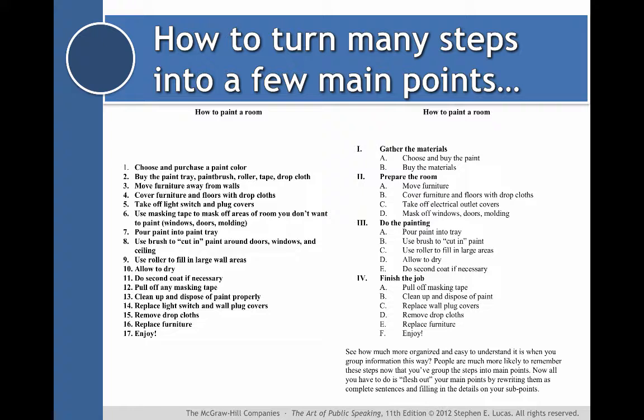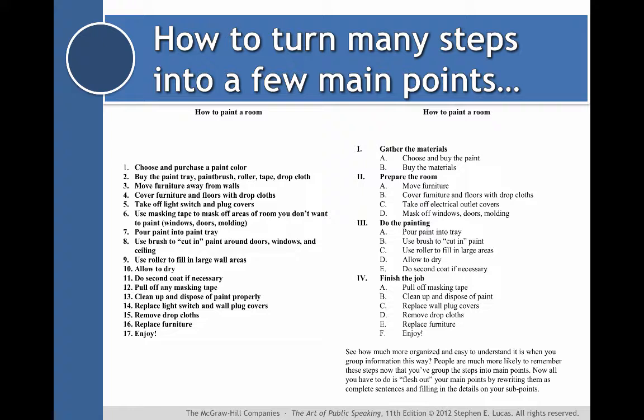It makes sense. The first couple of steps were about gathering all the necessary material. Then the next series of steps was about preparing the room to be painted. Then some steps about the actual painting of the room. And finally, what needs to be done after painting to be able to enjoy the room again. I've gone from 17 steps to 4 main points.